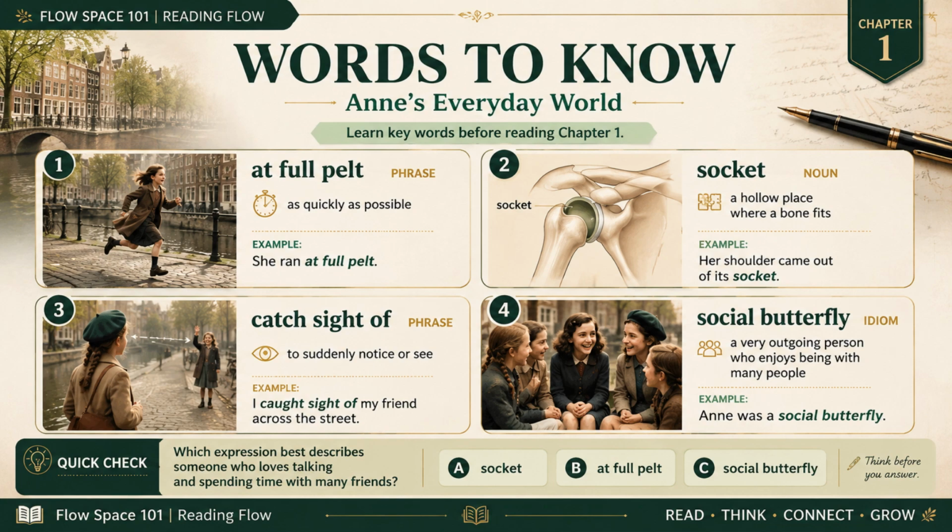And finally, social butterfly. A social butterfly is someone who is very outgoing and enjoys being around lots of people. That expression is especially useful when we think about Anne. Now, quick check. Which expression describes someone who loves talking and spending time with many friends? Socket, at full pelt, or social butterfly? Think about it before you answer.